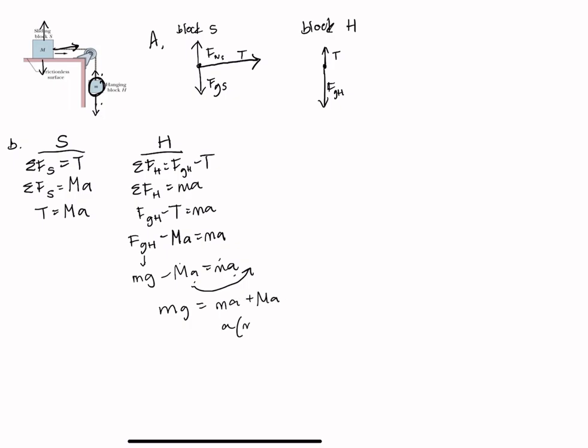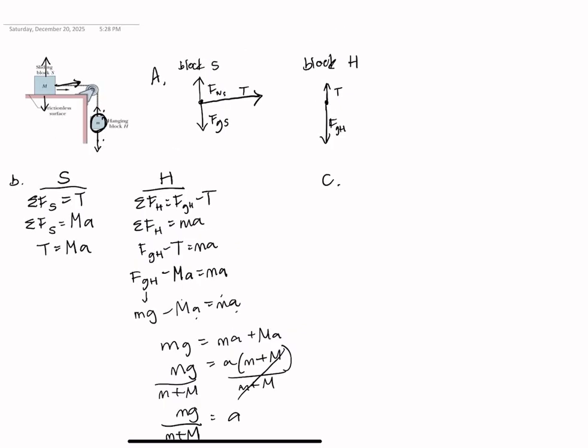Take the A out because we're trying to isolate for it, and then we can just divide both sides by the mass of both blocks so that we can cancel. So the final equation for A is the mass of block H times G over the total mass.